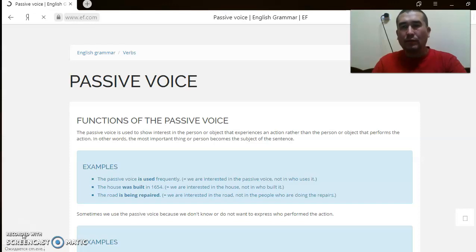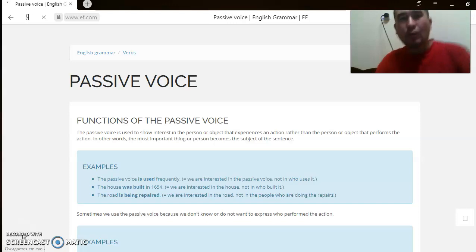As you know, in our previous lessons, we have discussed that there are three voices in English grammar, namely active voice, passive voice, and the neutral voice. But in practical grammar, we come across only active and passive voices. But in theoretical grammar, we can also see that there is a neutral voice. We shall discuss neutral voice in our following lessons. Today we shall discuss passive voice.